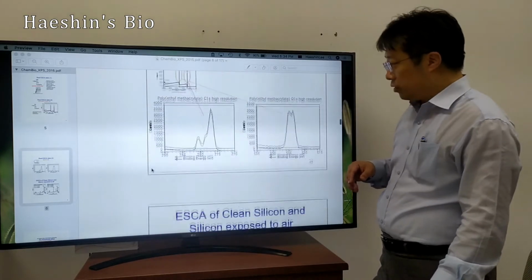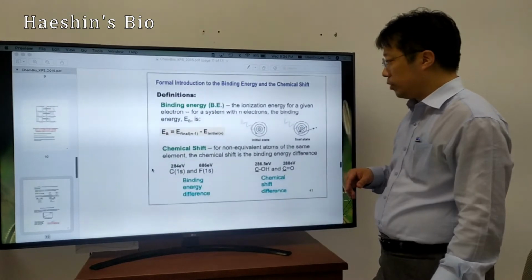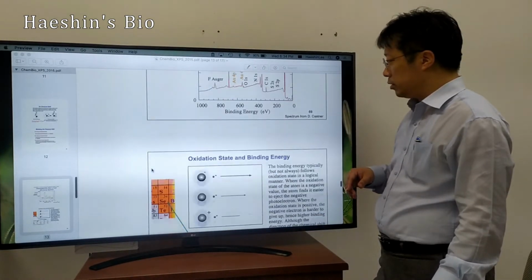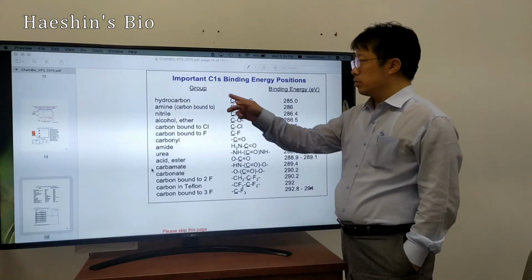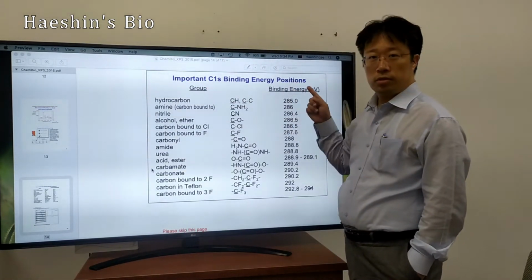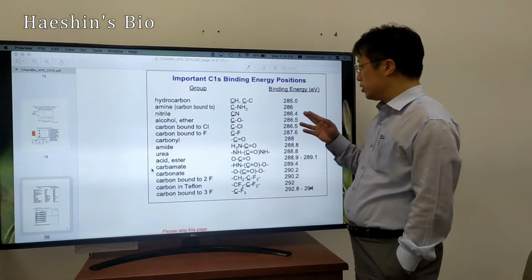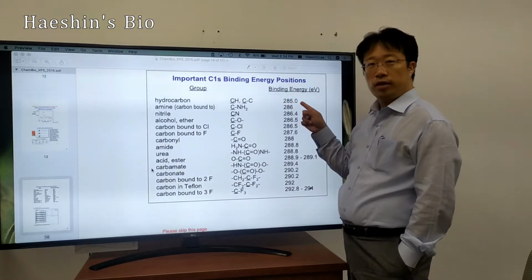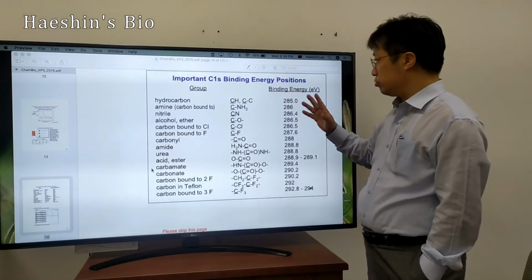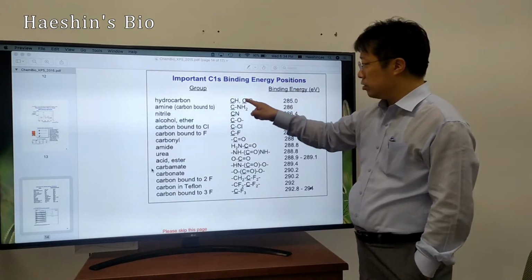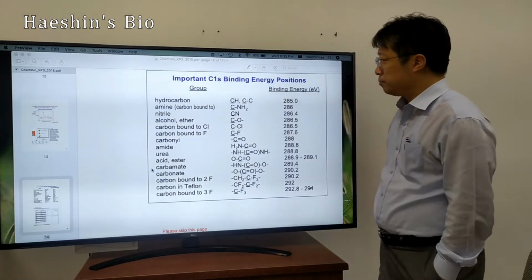I will skip several slides because I want to show you the general phenomena of this. For example, for carbon 1s, the important binding energy positions. Generally, it is actually 284.5 electron volts, but it's okay to say 285 electron volts. This is generally the binding energy of carbon with a nearby carbon.